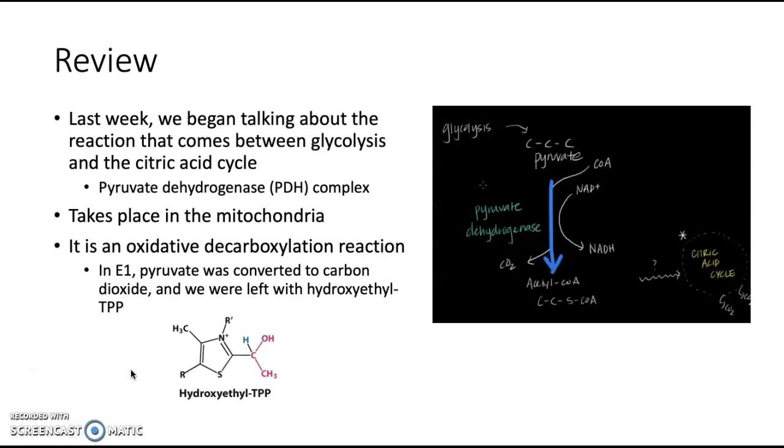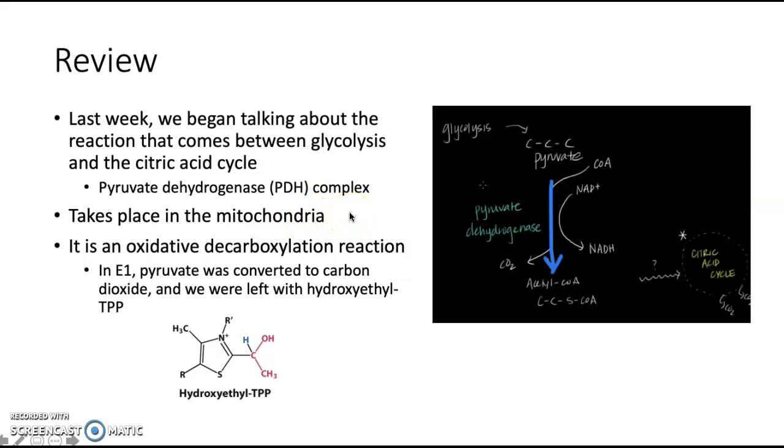Because we are going to add to what we learned last week, I would like to quickly review that process and a bit of the background information. So the reaction we are looking at comes between glycolysis and the citric acid cycle. It is the conversion of pyruvate, the product of glycolysis, to acetyl-CoA, the molecule that enters the citric acid cycle. And this process is mediated by pyruvate dehydrogenase, or the PDH complex. I'm not sure I mentioned it last week, but this takes place in the mitochondria.